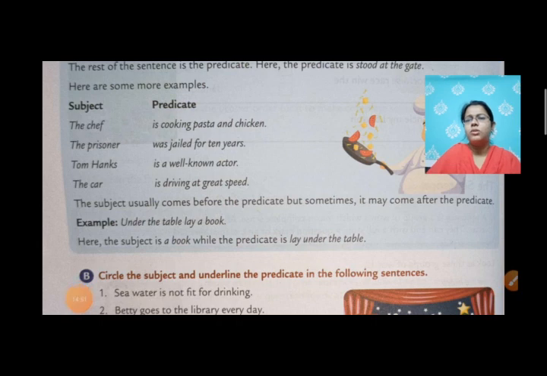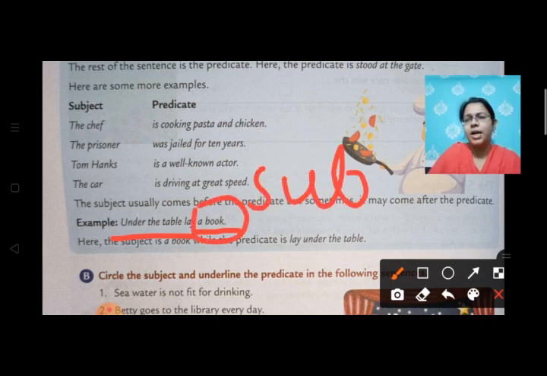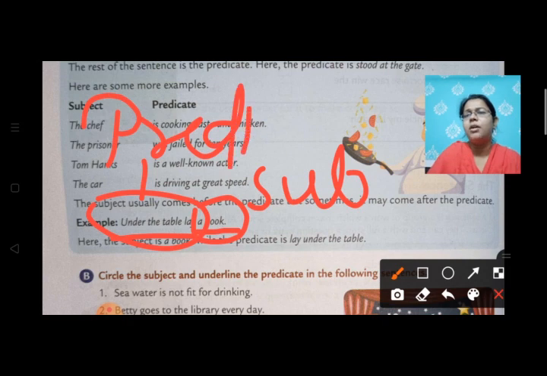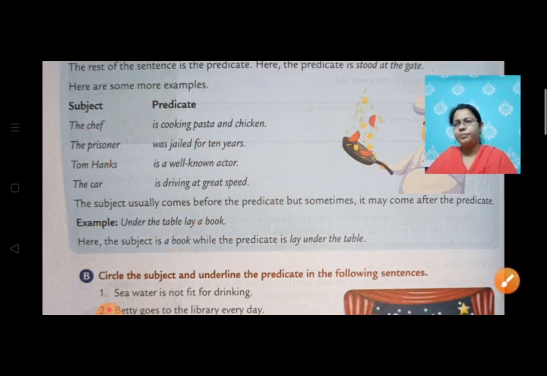Okay, so here students, under the table lay a book. What is lying under the table? A book, right? So we are talking about the book which is laying under the table. So यहाँ पे जो हमारा subject है a book, and under the table lay, that is our predicate which is in the beginning of the sentence. Okay? So here the subject is a book while the predicate is lay under the table.